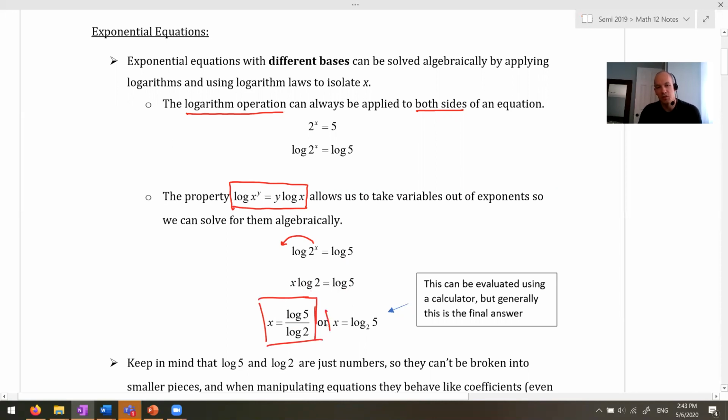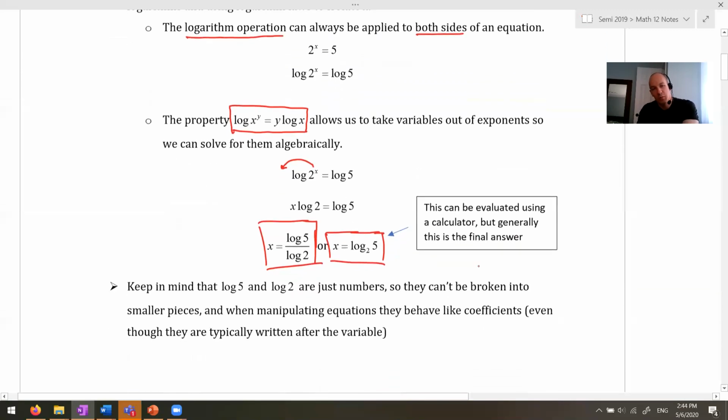Some people might prefer to use the change of base rule and then write it as log base 2 of 5, but it's okay to leave it as log 5 over log 2 as well. Usually you can solve this with a calculator, but I would say leaving it in this exact form is pretty typical and pretty standard, and sometimes preferable.